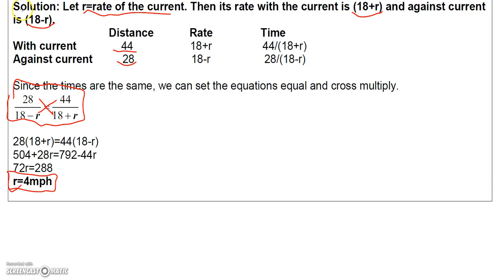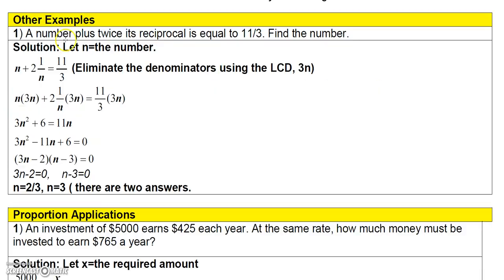So again, if I went a little too fast on that one, just stop the video and then go back over it. This is a number problem. It's pretty straightforward. It says a number plus twice its reciprocal is 11/3. Find the number. So I'm going to let n equal the number. So I have n plus twice the reciprocal, which is 1 over n, equals 11/3.